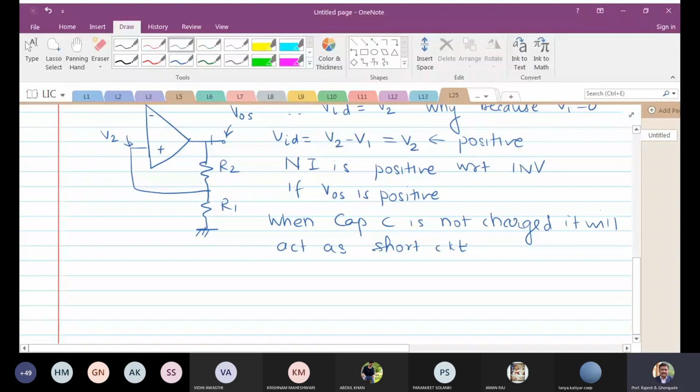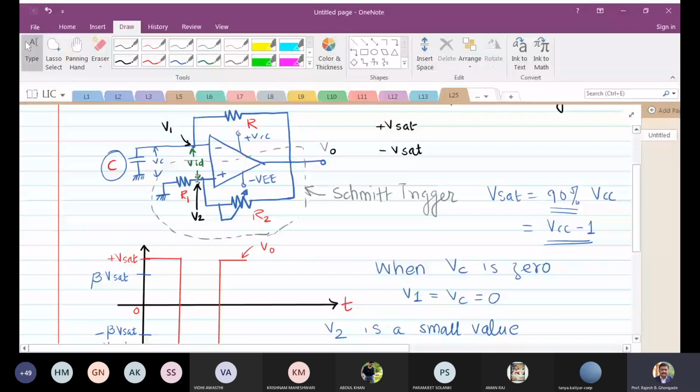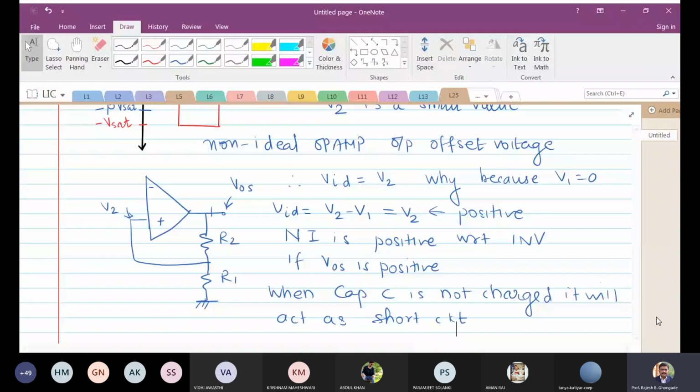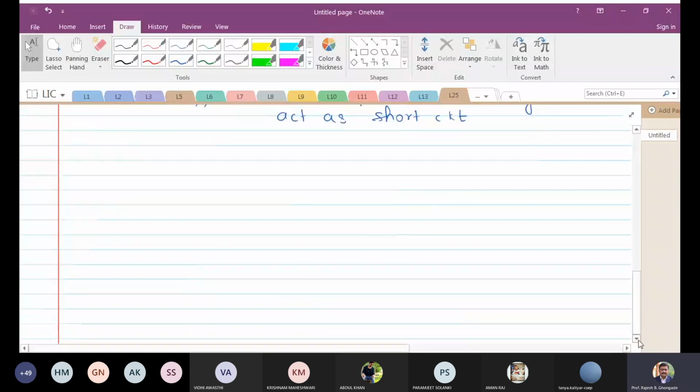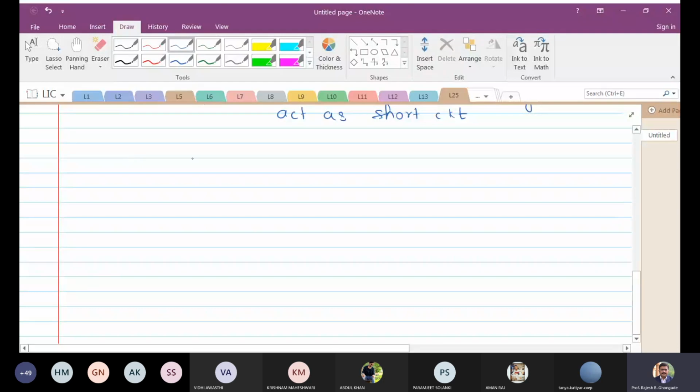So what will be the gain of the operational amplifier now? This acts as a short circuit, so I'll redraw that for you. This is the basic of waveform generator, and that is the reason why I'm concentrating more here. So now we have a situation like this. We have this positive V2 here, and C is a short circuit.